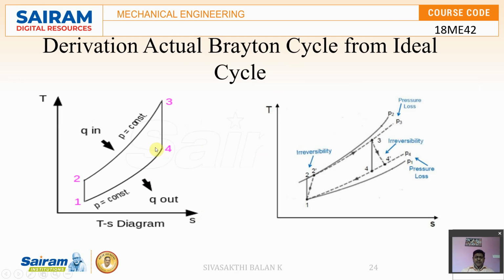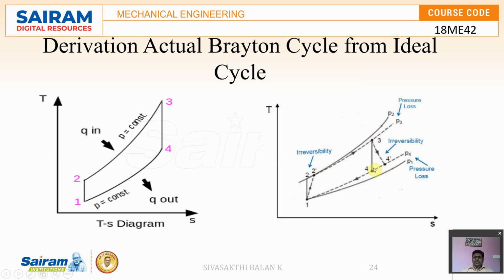Now here I have compared the ideal cycle and the actual cycle. On the left side you can see the T-S diagram representing the ideal cycle, and on the right side the actual cycle. It's very simple. 1 to 2 and 3 to 4 on the left-hand side are constant entropy, isentropic processes, whereas in the actual cycle they are not. So instead of 1 to 2, the entropy increases and it goes from 1 to 2 dash. So 1 to 2 dash is the actual process, the dotted line.